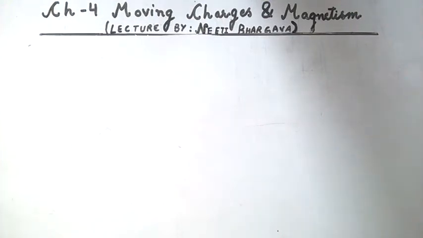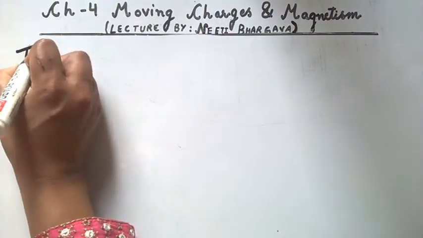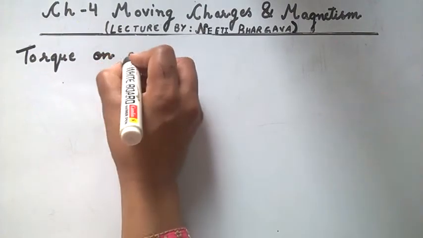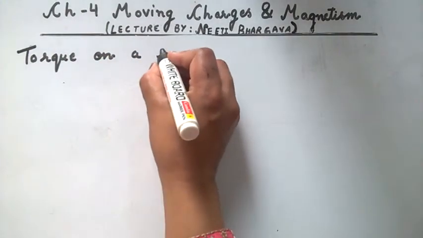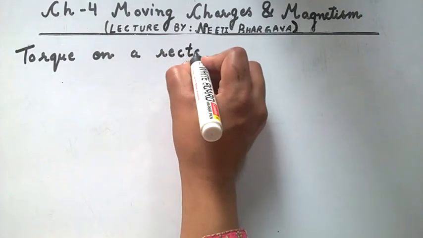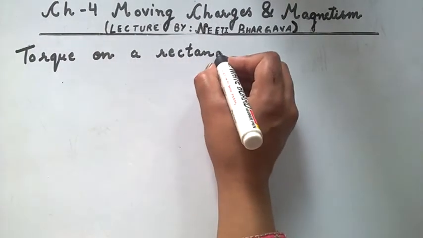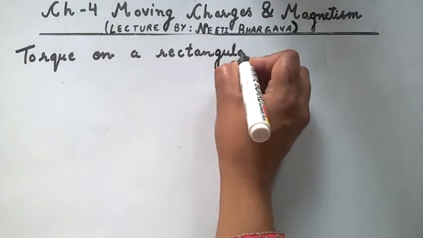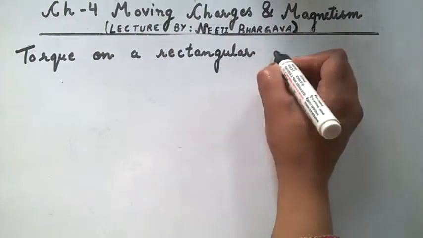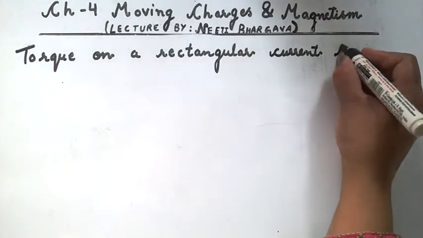In continuation with this chapter, now let's study another topic, that is torque on a rectangular current loop in a uniform magnetic field. We have studied in 10th standard about electric motor, in which we have studied that the motor rotates and converts electrical energy into mechanical energy. So the reason of rotating of a coil is a torque, produced because of the force exerted onto the coil because of a magnetic field. Thus here we will calculate the value of torque.